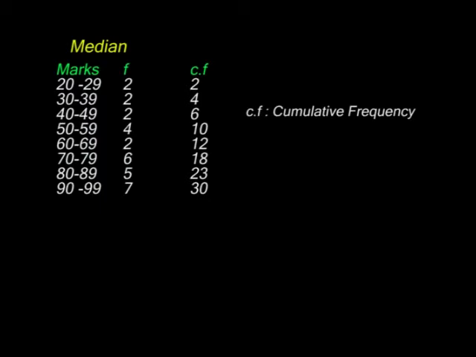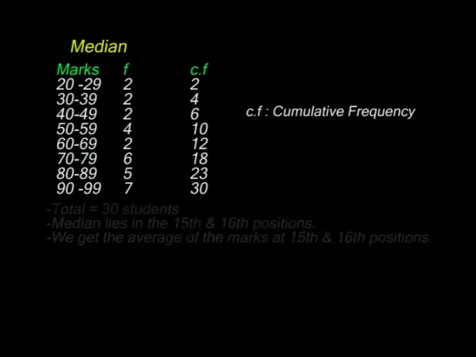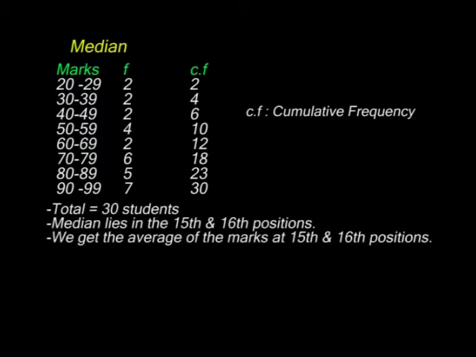We now reason like this. We have 30 students. The total number of students is 30. The median then lies in the 15th and 16th positions, correct? So we need the marks at the 15th and 16th positions and get their average so that we get the median. We said when the total frequency is an even number, it means there are two values that lie in the middle, and to get the median, we get the average of the two.